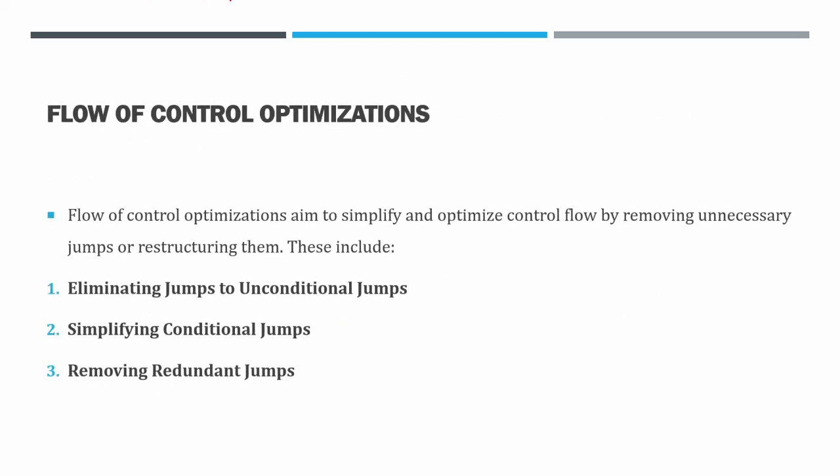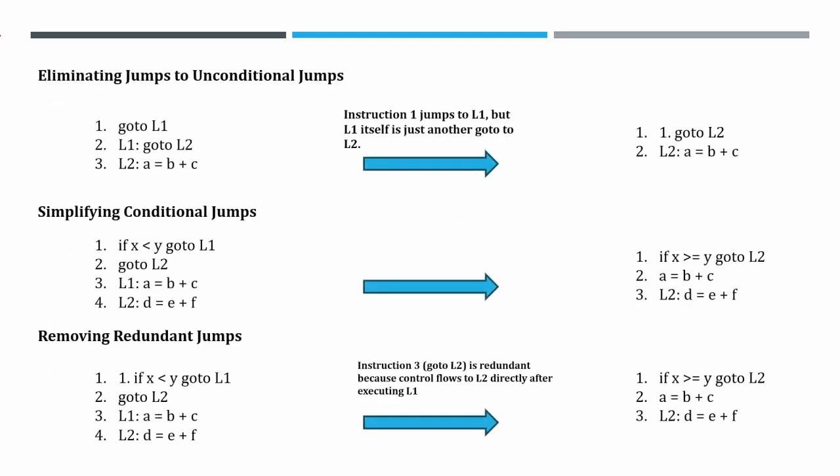The next one is the flow control optimization. Here we have three things: eliminating jumps to unconditional jumps, then simplifying conditional jumps, and removing redundant jumps. We'll see an example here. First, eliminating jumps to unconditional jumps.